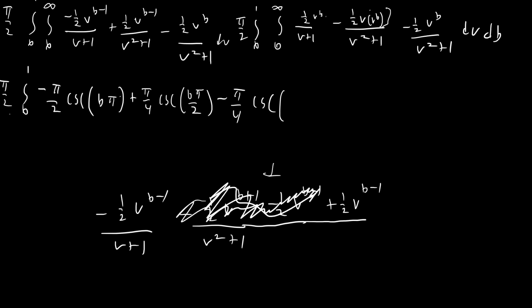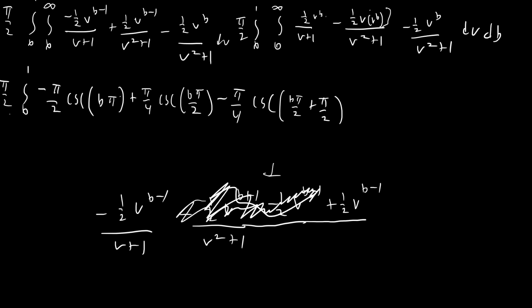of b plus 1 over 2 pi. So b plus pi over 2. B pi over 2 plus pi over 2. Okay, so this is a little bit nasty here. I think I may have screwed up a little bit.